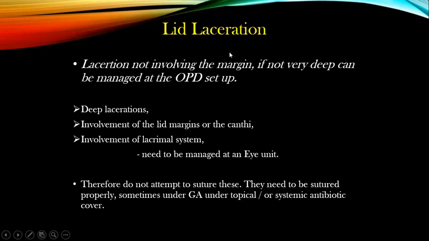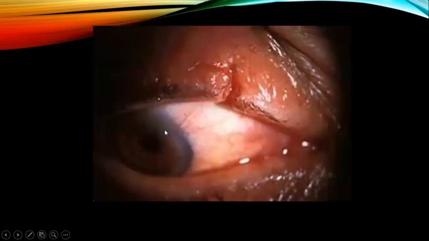If there is no associated ocular injury, if it is an isolated lid laceration not involving the margin, then you can suture it in an OPD setup. But if it is a deep laceration which involves the muscles and the tendons, or if it involves the lid margins or the canthus, or the lacrimal system, that has to be managed in an eye unit, because proper alignment and repair of the lacrimal system and repair of the canthus is needed. So do not attempt to suture lacerations that involve the margins, the canthi or the lacrimal system.